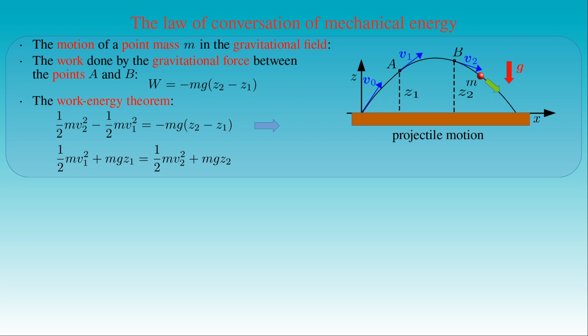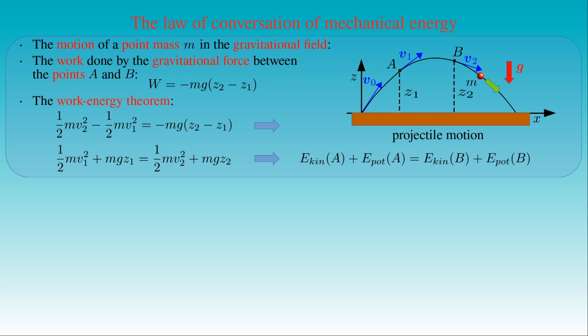The first terms in both sides of the equation measure the kinetic energy of the projectile at the points A and B respectively. Similarly, the second terms in both sides of the equation measure the potential energy of the projectile at the points A and B. As a result, we can write that the sum of the kinetic energy and the potential energy of the point mass at the point A is equal to the sum of the kinetic energy and the potential energy of the point mass at the point B.